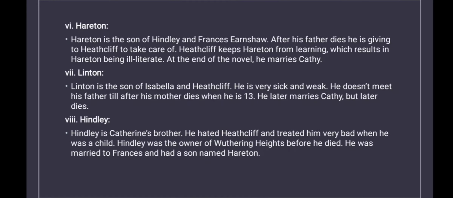Hareton is the son of Hindley and Frances Earnshaw. After his father died, he is given to Heathcliff to take care of. Heathcliff keeps Hareton from learning, which results in Hareton being illiterate. At the end of the novel, he marries Cathy. Linton is the son of Isabella and Heathcliff. He is very sick and weak. He doesn't meet his father till after his mother dies, when he is 13. He later marries Cathy, but later dies.